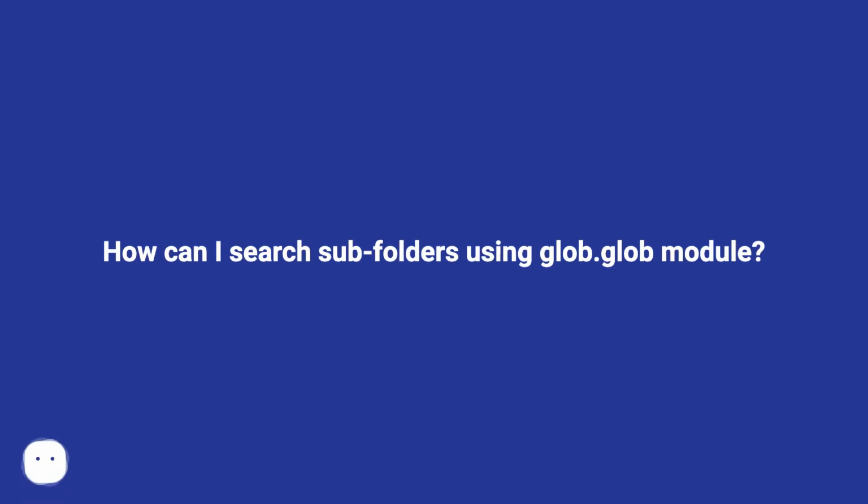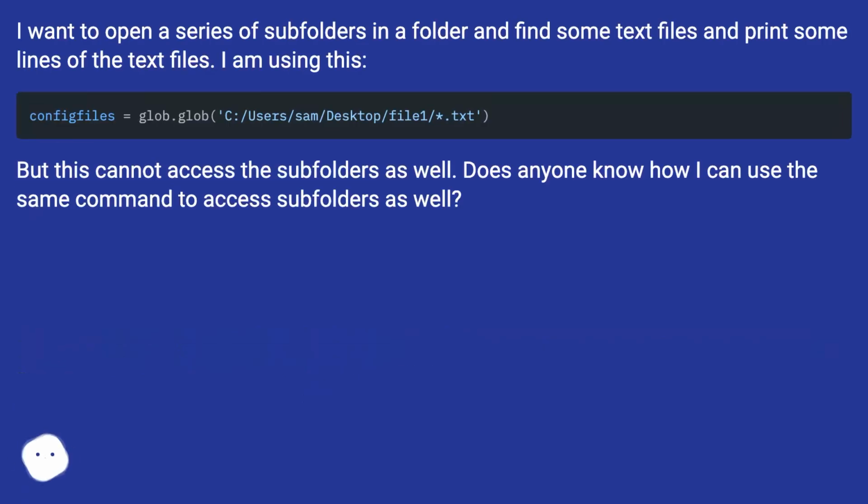How can I search subfolders using the glob.glob module? I want to open a series of subfolders in a folder and find some text files and print some lines of the text files. I am using this. But this cannot access the subfolders as well. Does anyone know how I can use the same command to access subfolders as well?